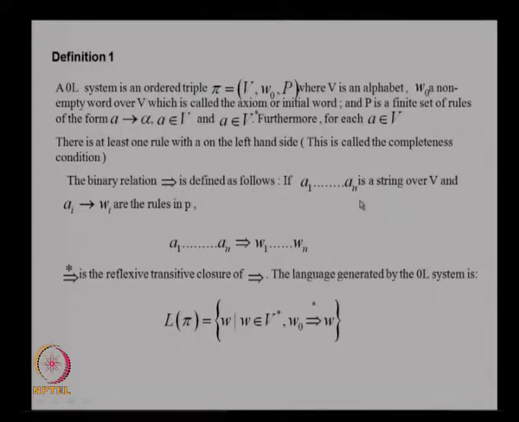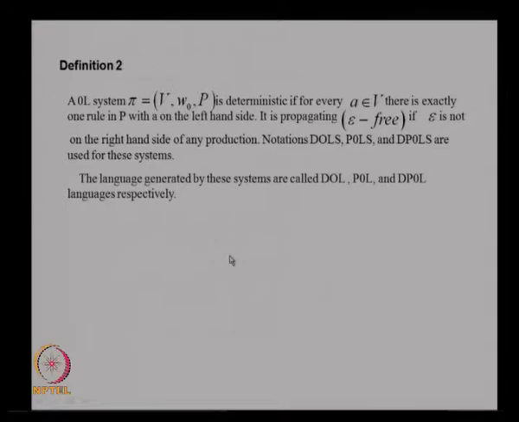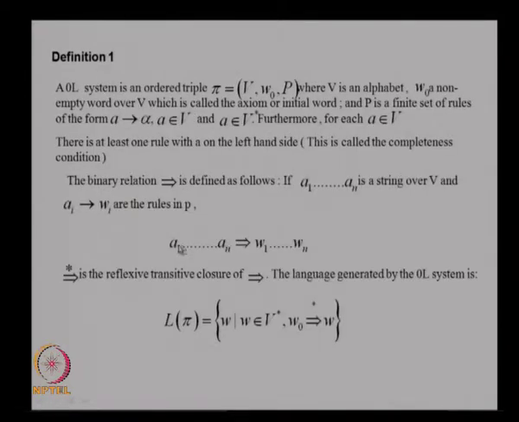If A1, A2, ..., An is a string over V, and the rules are given by Ai goes to Wi, then if you have A1, A2, ..., An in one step, in the next step all symbols are rewritten simultaneously. A1 is rewritten as W1, A2 is rewritten as W2, A3 is rewritten as W3, An is rewritten as Wn. All rewriting takes place simultaneously, and this is called one step of the derivation. Now, as usual we denote by double arrow star the reflexive transitive closure of the derivation relation.